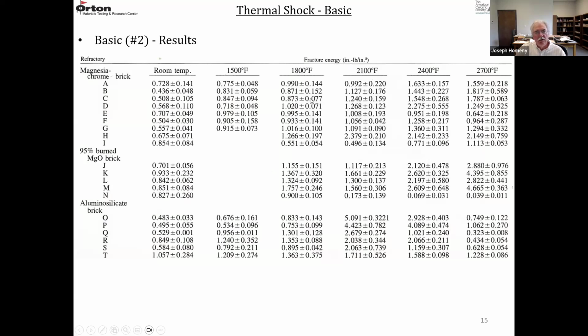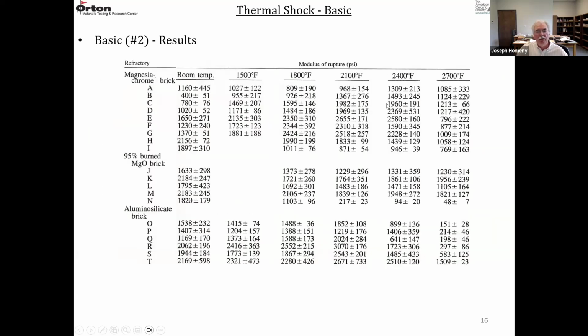So in general, work of fracture tends to go up with increasing temperature and then fall off at some point. So I will show some graphs of some typical results in a few minutes, but this is basically a reference table of all the work of fracture results.